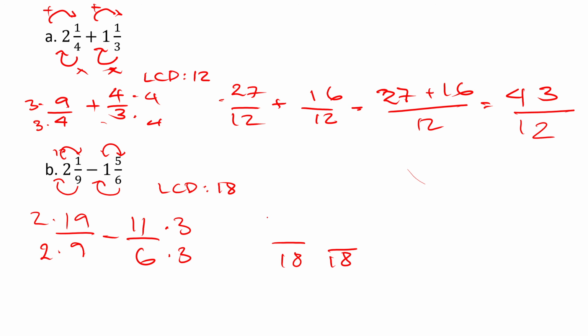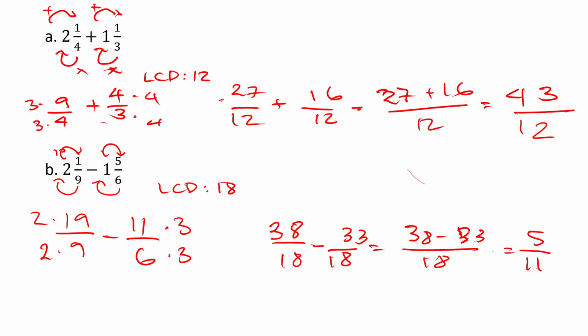9 times 2 is 38 minus 33 over 18. So 38 minus 33 should give you guys 5 over 18, not 11. And that's your final answer.